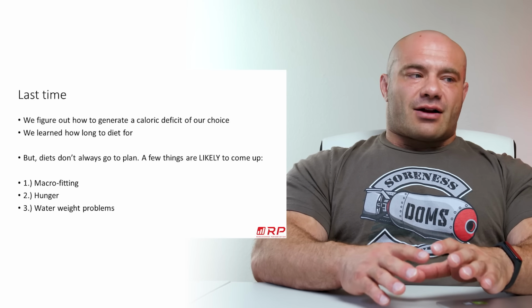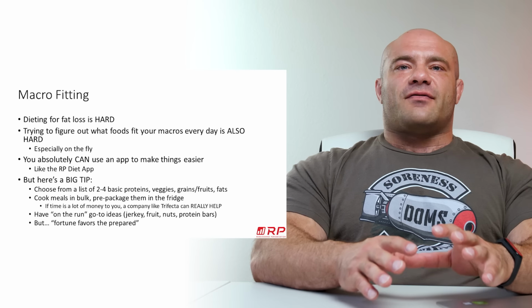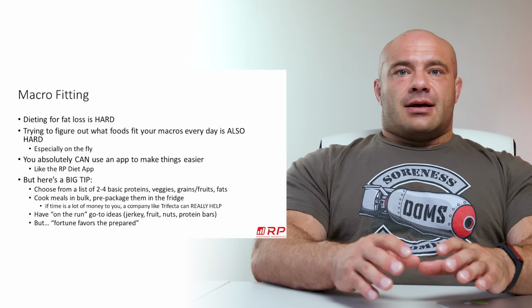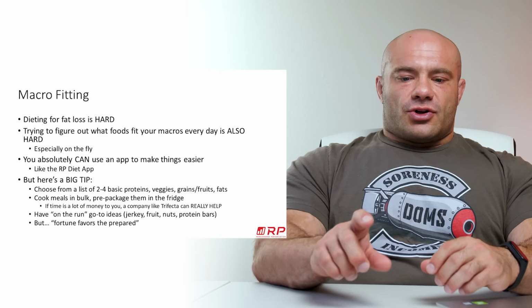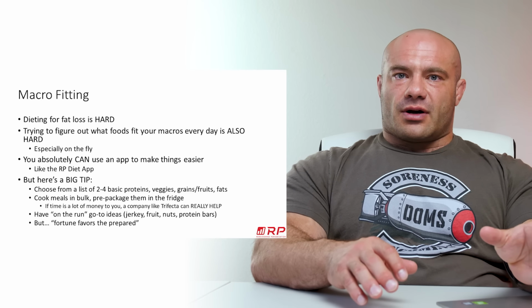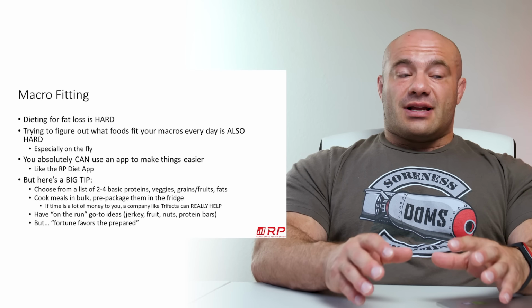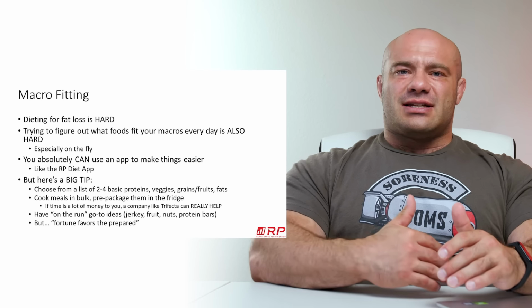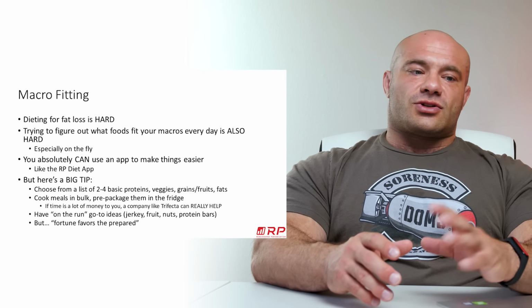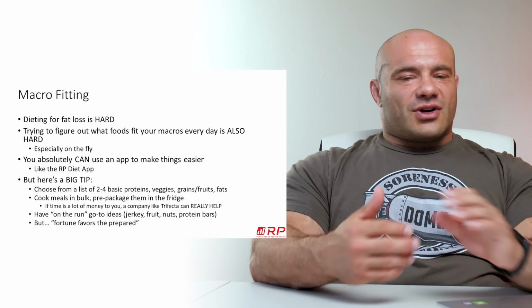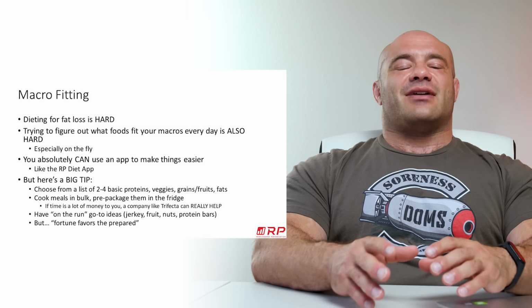First is macro fitting. Dieting for fat loss is tough. And if you're doing it exclusively on the go, trying to make sure your meals have all the right macros like we learned in one of the earlier videos, it's really tough on the fly, especially dealing with cravings. Your kids are yelling at you, you're at a Starbucks, you want to make the right choice, there's cookies, your kids are eating them, boom, cookies down the hatch and the whole diet is down the drain, right?